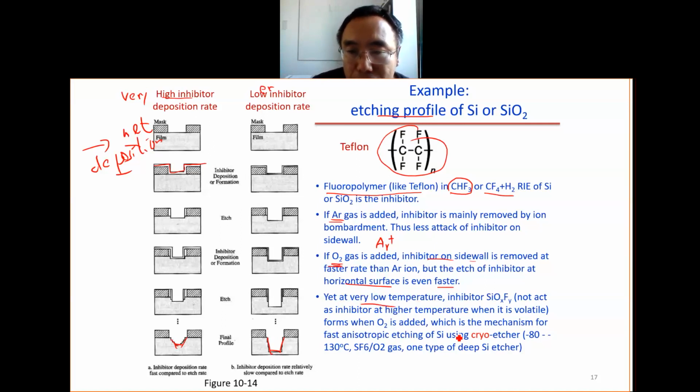But at very low temperatures, as we said, minus 80 degrees to minus 130 degrees, when we use SF6 and oxygen gas, it will form silicon oxygen fluoride on the side wall. At this low temperature, this becomes the inhibitor. It will protect the side wall. This is the cryo-etcher, which is also very popular. We have a cryo-etcher on campus.